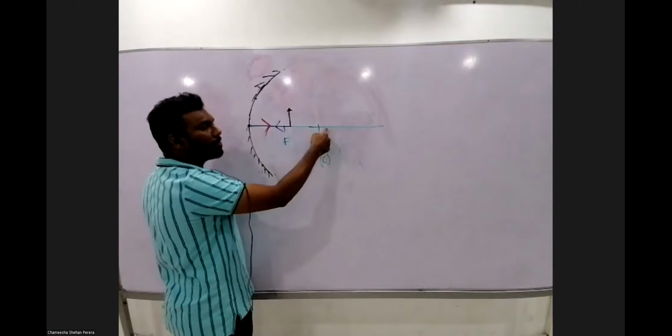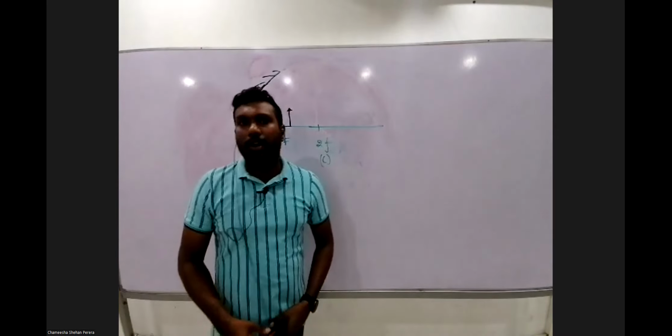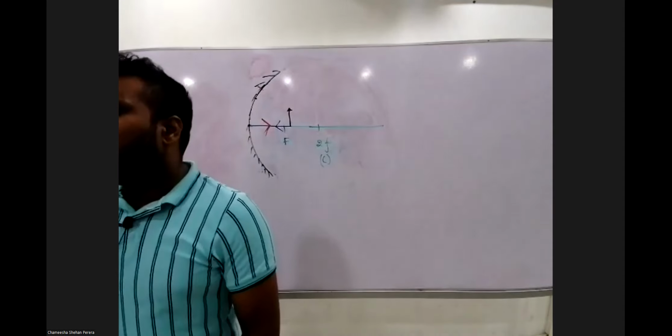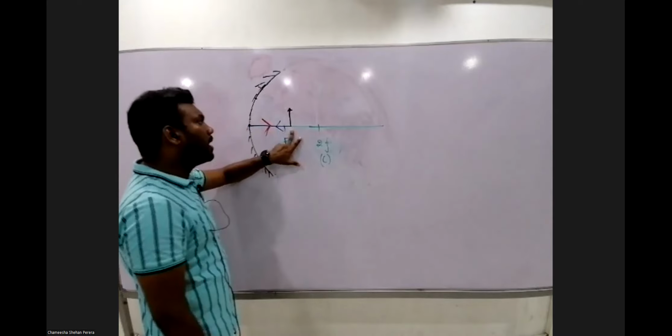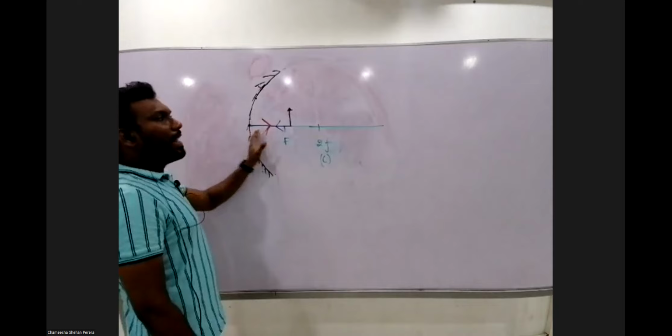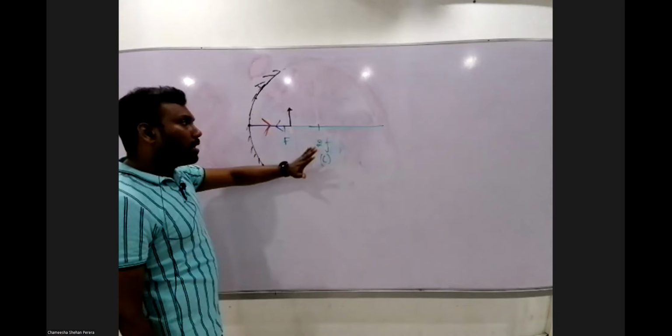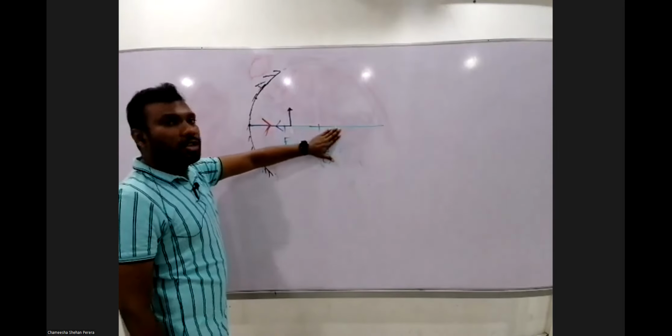And the bottom of the image will be every time placed on the principal axis. Was it clear to you? When we are drawing the ray diagrams, you will understand it better. Keep it in your mind, the tricky thing we use here: the bottom of the object is on the principal axis. The light rays hitting the mirror along the principal axis get reflected back along the same path. So every time, the bottom of the image will be placed on the principal axis.